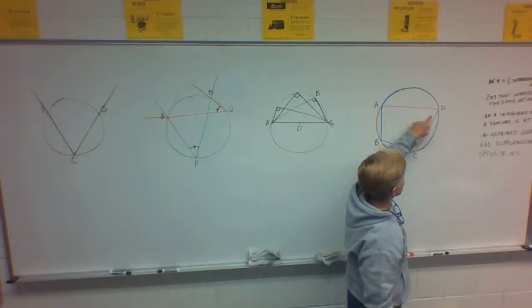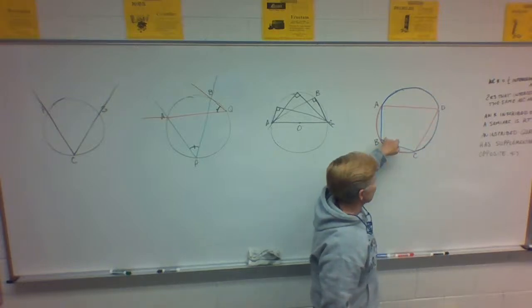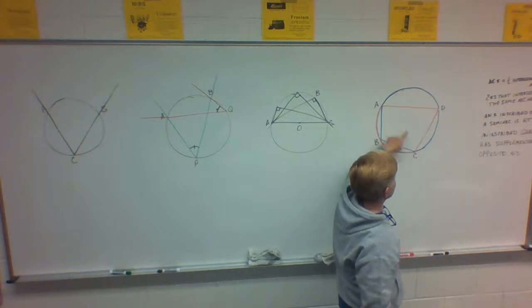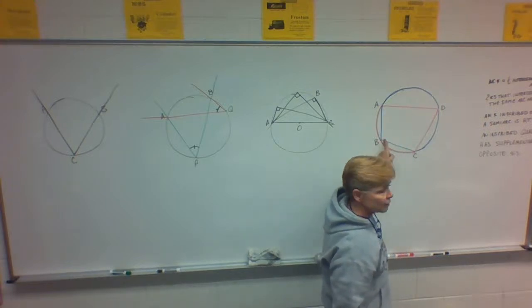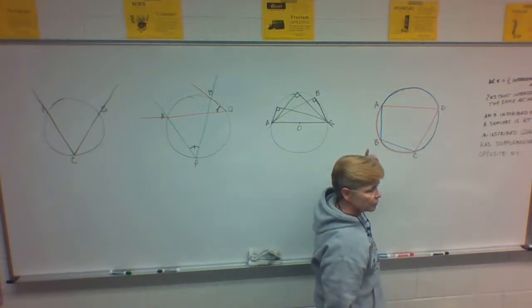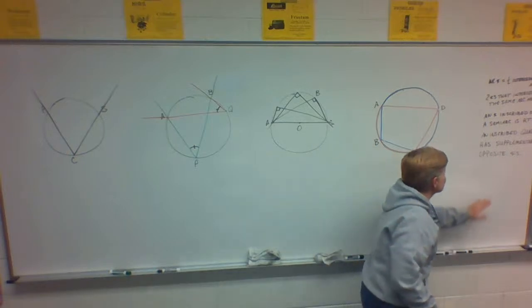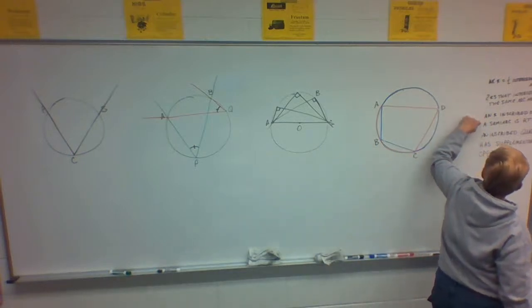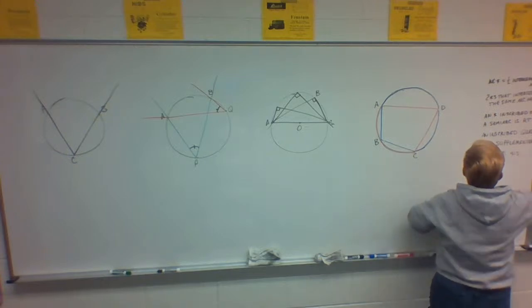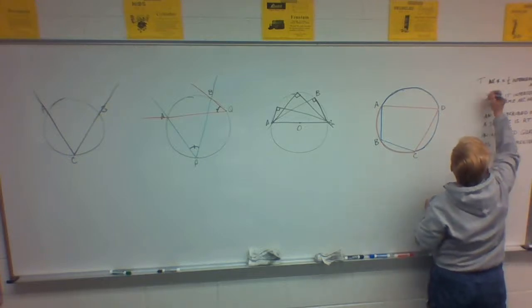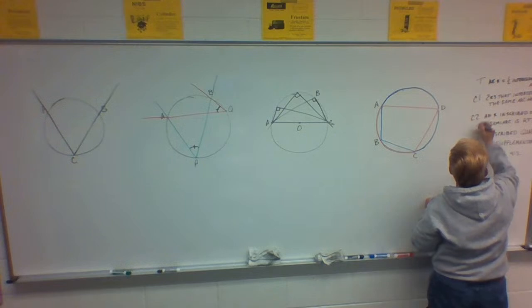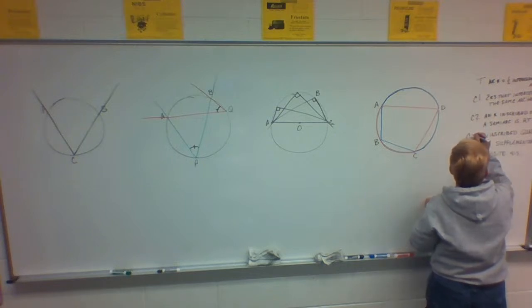Same thing for D. If you know what D is, you can find B. Now, if you know what D is and that's all, you can't find A and C, but you could find B. You following? Okay, so this is the main thing, and these are the three corollaries. This is the theorem. This is corollary 1. This is corollary 2, and this is corollary 3.